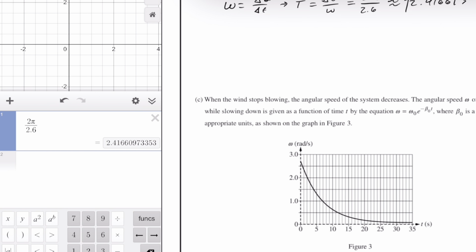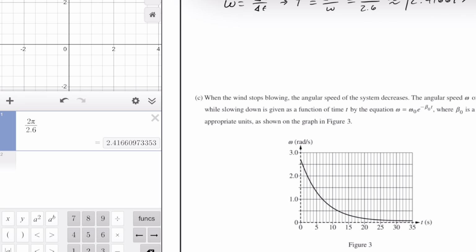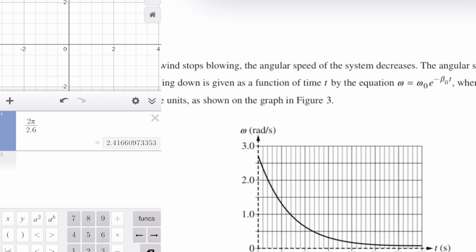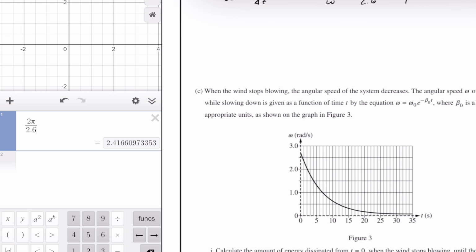When the wind stops blowing, the angular speed of the system decreases. The angular speed of the system while slowing down is given as a function of time by the equation W equals W naught e to the negative B naught t, where B naught is a constant with appropriate units, as shown in figure 3.